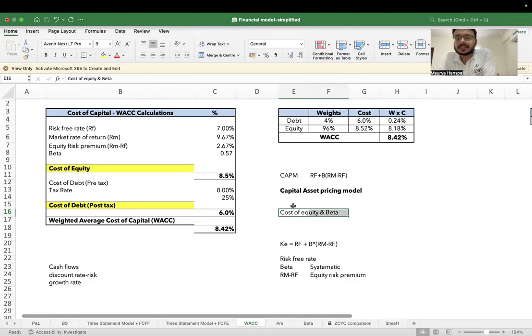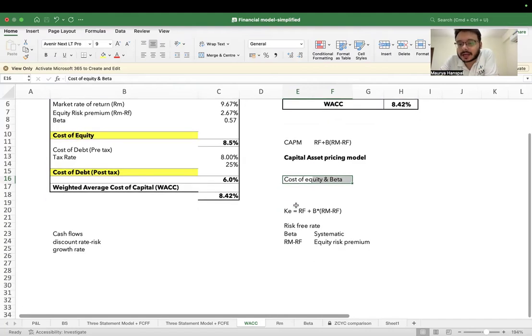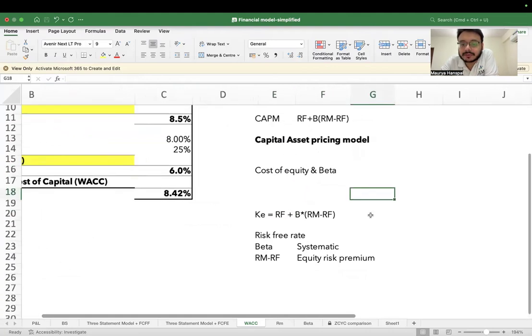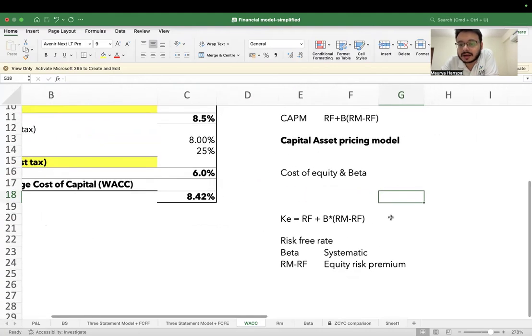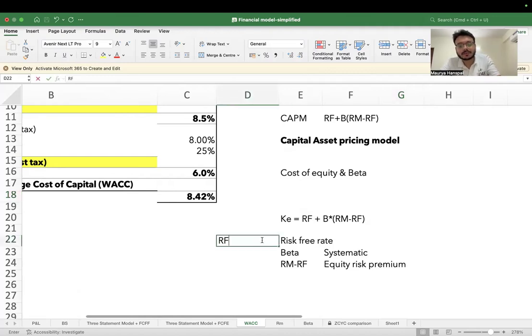Now if we try to understand from a formula perspective, cost of equity is denoted by KE, right? It says RF plus beta into (RM minus RF). Cost of equity is equal to the risk-free rate, RF, plus beta, B, times (RM minus RF), and RM minus RF, this whole bracket, is the equity risk premium.